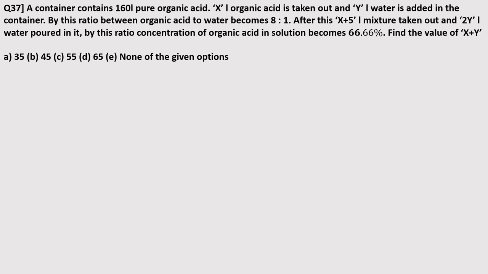Question 37. A container contains, and guys, these questions I have already covered in the removal replacement and the past videos of mixture. Okay, so I'll be doing these things very fast. So the container contains 160 liters pure organic acid. Okay, initial volume was 160. Then x liter is taken out, means I am left with 160 minus x. Then y liter of water is added. So next 160 minus x plus y. I am writing the volumes. They are volumes.